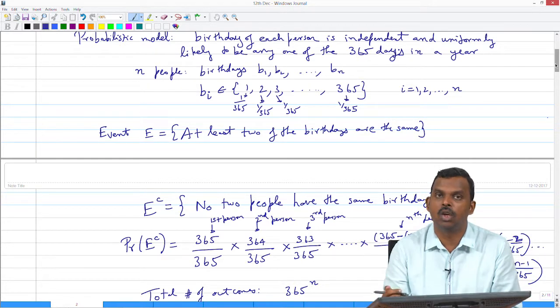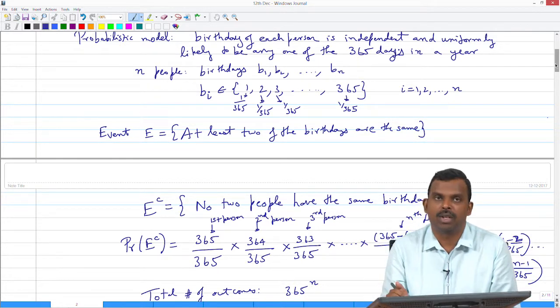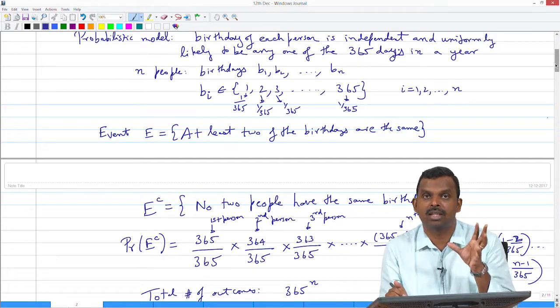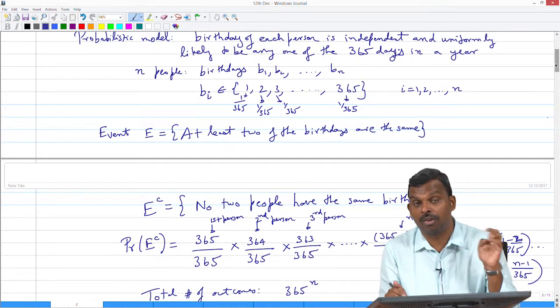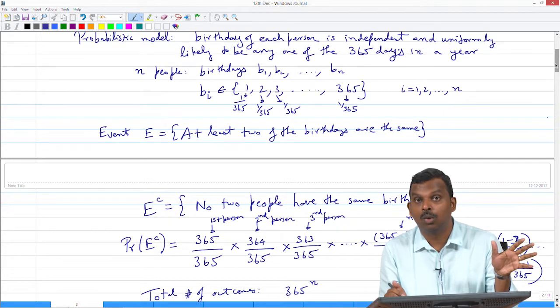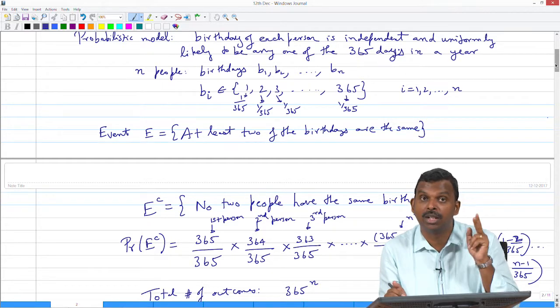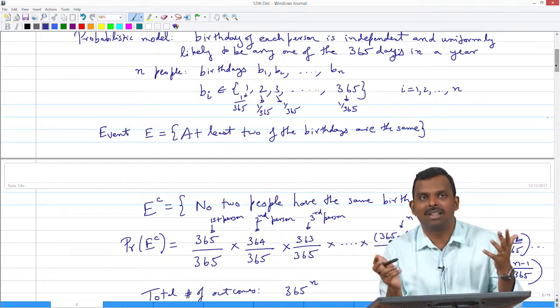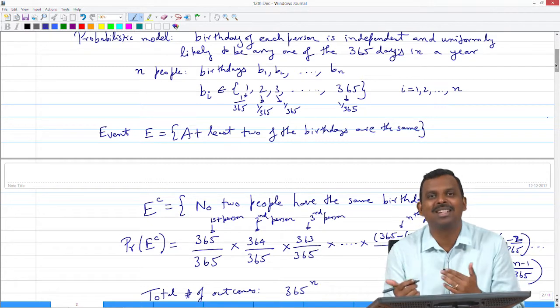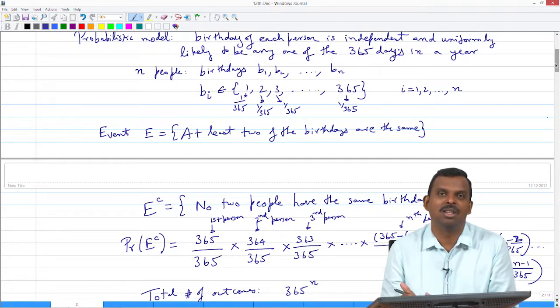That is the E complement, and you can do it in this fashion. So, if you have just 23 balls and you are throwing them into 365 bins uniformly and independently, you have a 50% chance that 2 of them have the same. One bin has 2 balls, 2 balls went into the same bin. It is a bit unreasonable in some sense, but that is the calculation in this uniform independent model.